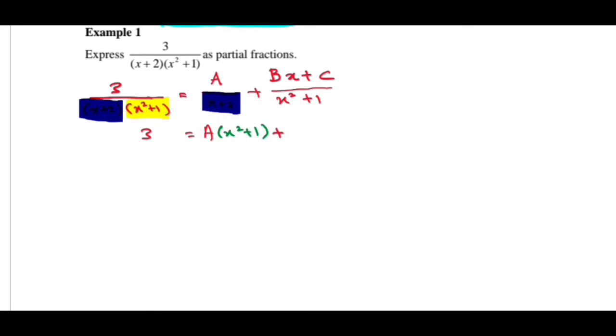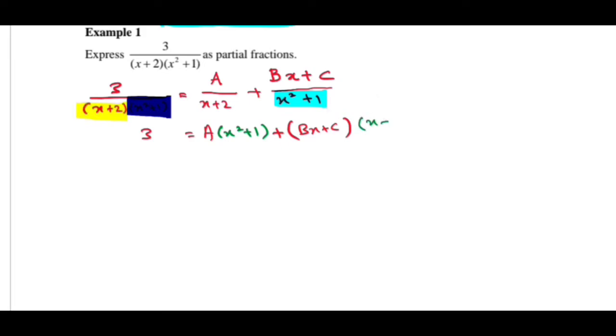Next, looking at the denominator under bx plus c. But don't forget to write down a bracket for bx plus c. Okay, so under bx plus c is x squared plus 1. So this means we have to delete x squared plus 1 as well on the left hand side denominator and see what's left. So you delete x squared plus 1 on the left, and what's left is x plus 2. Write that right next to bx plus c. Make sure you write your brackets here.